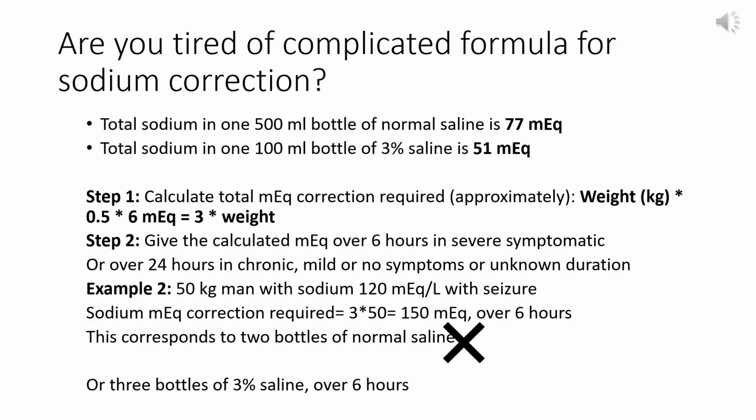But giving 1 liter over 6 hours would be very high volume, so normal saline is not preferred. Give 300 milliliters of 3% saline over 6 hours, and also look for symptom control, and check for serum sodium level in between to prevent rise of sodium by more than 6 milliequivalents per liter.